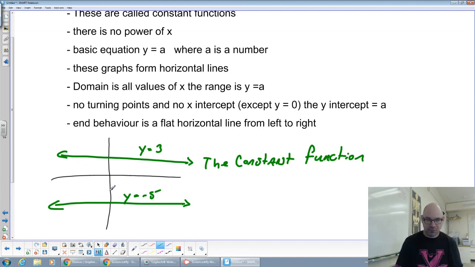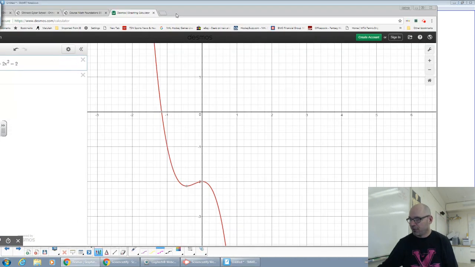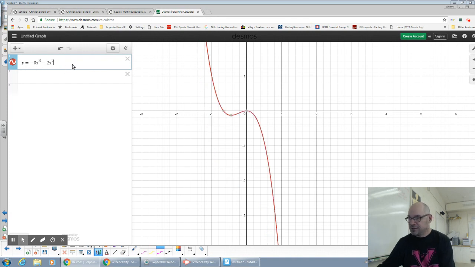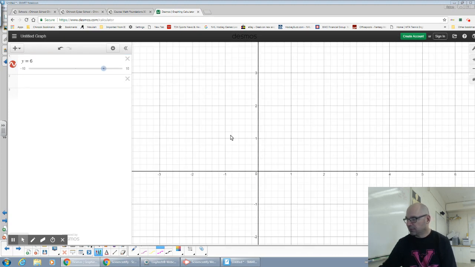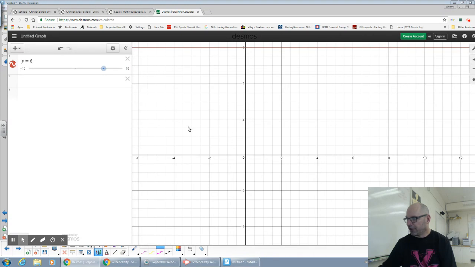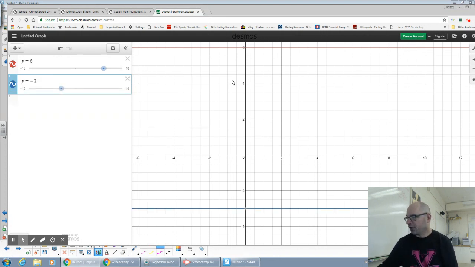So if we throw it on Desmos, it looks pretty simple. We get rid of this stuff here and put a number in there, 6. Oh, that's way too high. There it is. y equals -3. So that's the constant function right there. Pretty straightforward function. Okay, we'll do one more and then we'll finish up the rest tomorrow.